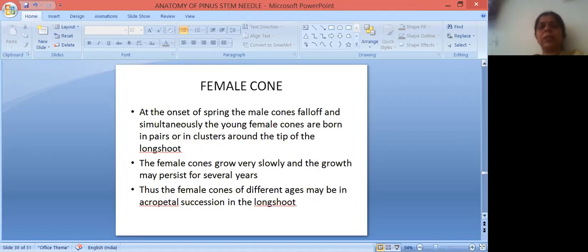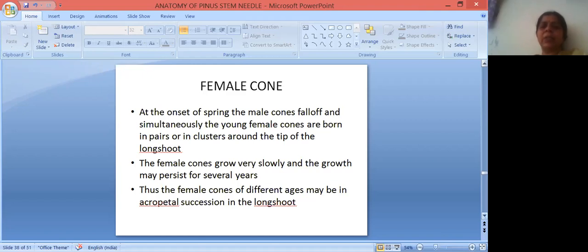Now, that is the complete development of the male reproductive structure: male cone, microsporophyll, microsporangium, pollen grains. From the pollen grains, we will get two male gametes. Till the microspore mother cell, it is the sporophytic generation.